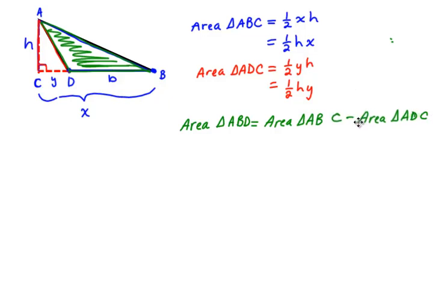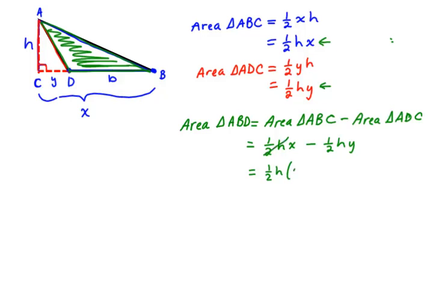So what we're going to do is we're going to plug some stuff in. Let's move my C over. Area of ABC, we found that to be right here. So that's equal to 1/2 HX. Area of ADC is right here, is 1/2 HY. Now we can factor out some stuff that's in common. We could take out 1/2 H. So if I take out the 1/2 H, I'm left with X here. Take out 1/2 H, I'm left with minus Y.